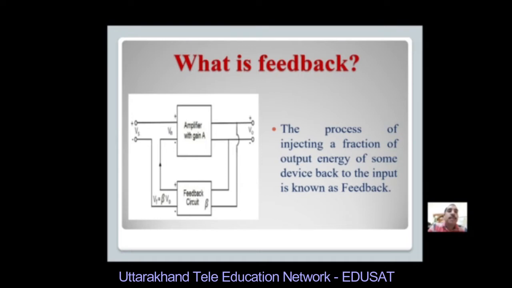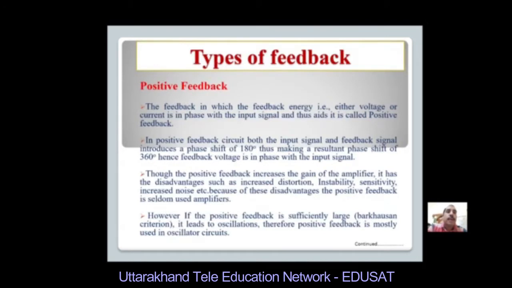Feedback is a process in which a fraction of the output is given back to the input. As shown in the figure, we see that a portion of the output V0 of the amplifier is given back to the input of the amplifier with the help of a feedback circuit. Now there are two types of feedback. One is called positive feedback, another is negative feedback.